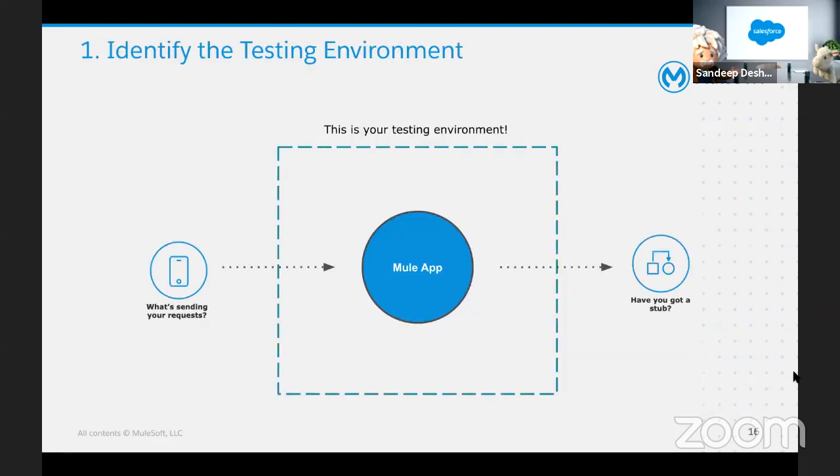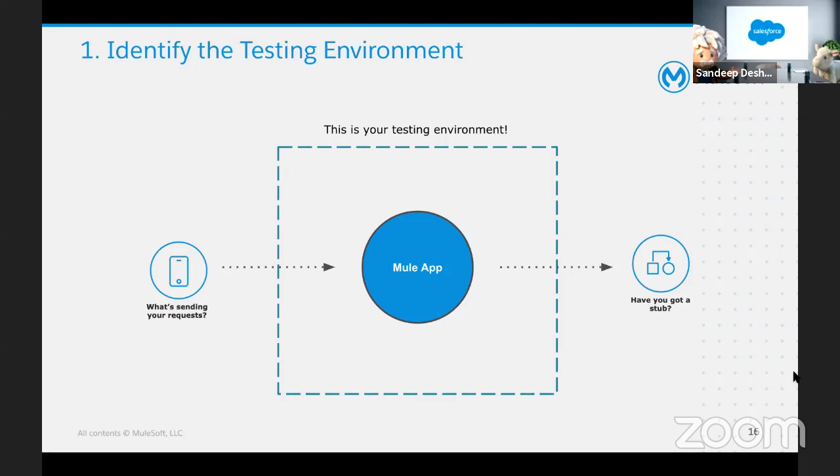So, identifying the testing environment. Whenever you're doing your testing, there will be a client who is going to send a request to your Mule app, and then the Mule app is either going to interact with the backend system or do some processing and send back the response. So it is very important for you to understand where this Mule app is residing.